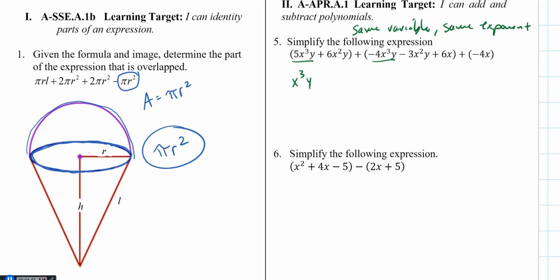Remember, we don't touch the variables. Those just tell us what to put together. Next we have 6x squared y, and I have a negative 3x squared y. 6 minus 3 is going to be a plus 3x squared y. And my next one, let's see, this is gone, that's gone, that's gone, that's gone. So I'm left with 6x and plus a negative 4x. 6 plus negative 4 is a positive 2x, and there's my simplified expression.